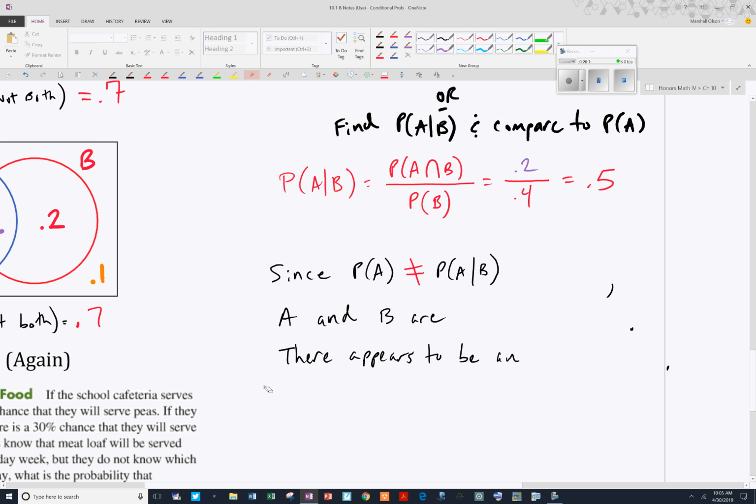Since the probability of A does not equal the probability of A given B, and I'll just put what they were. A was 0.7, and A given B was 0.5. Those are not even close. So what do I mean by that?